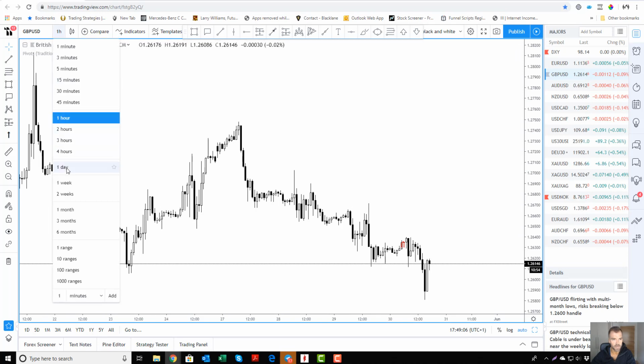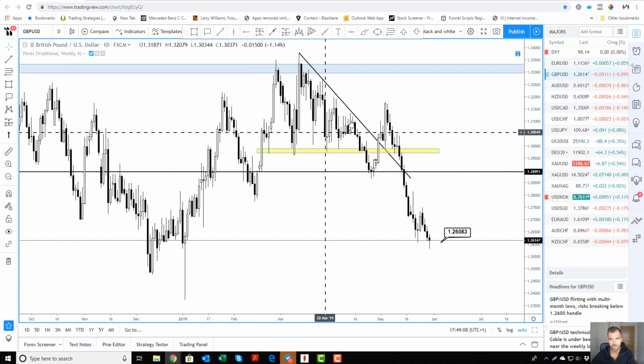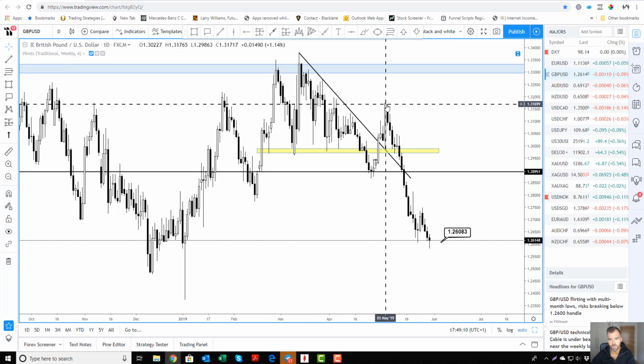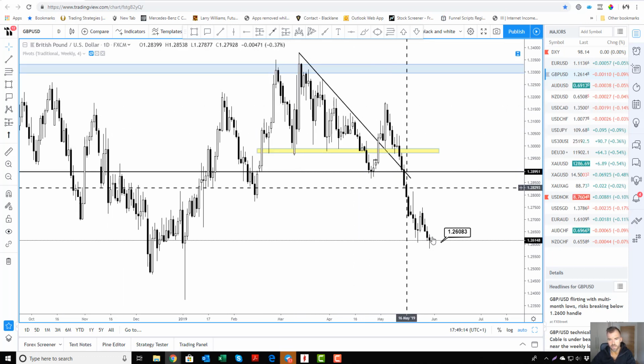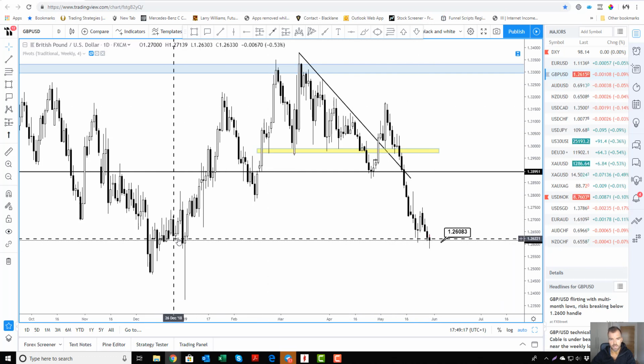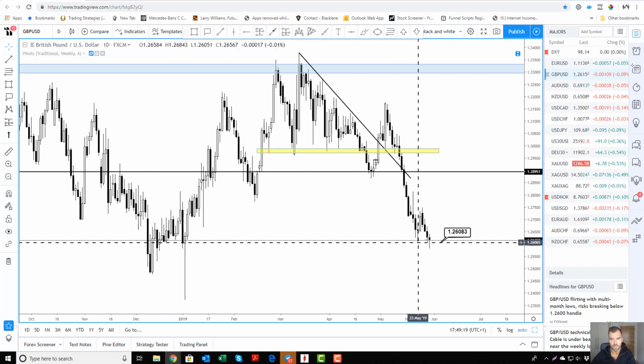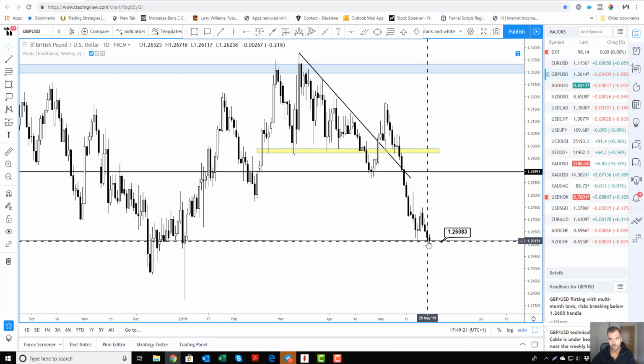Cable is the market that's been hammered. You can see here right now this market has been in pretty much free fall since the 3rd of May. We got a measured move from down here to here, where it's come straight back into these lows here around 126. Potential double bottom formed.